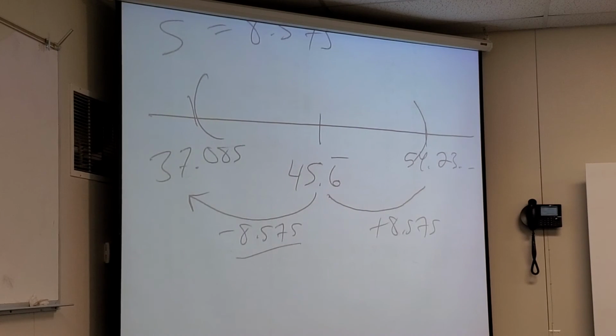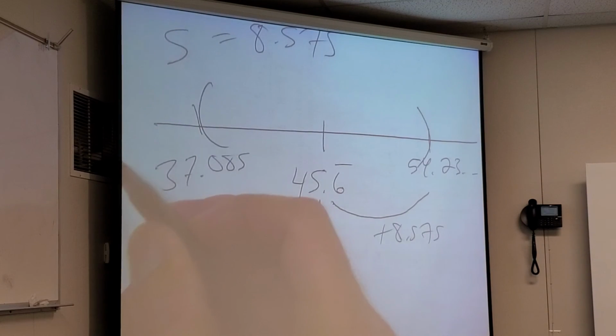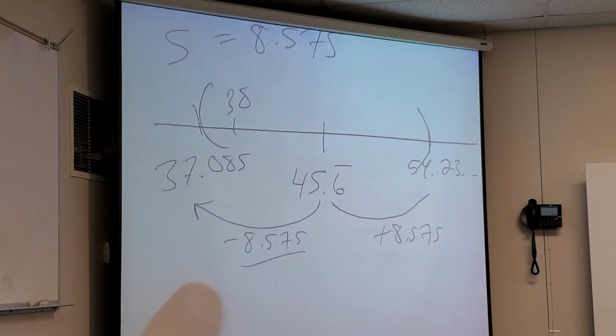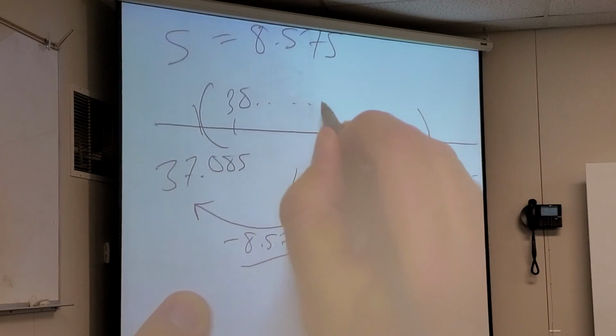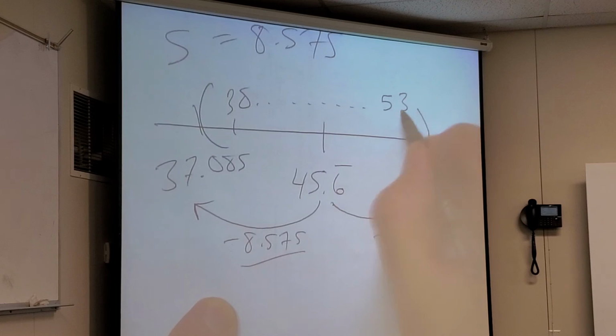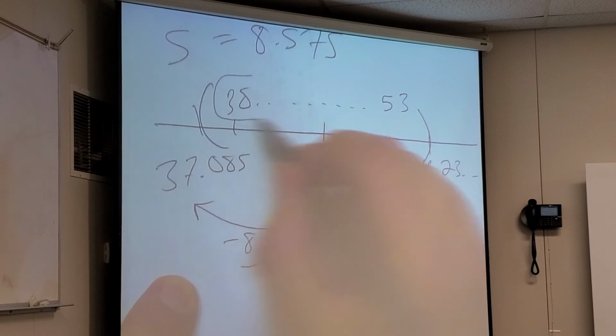But I like to think of this as a fishing net that I throw out. What data points did I catch? Did I catch 29? Nope. Did I catch 38? Yeah, 38's in here. You guys see that? And it's not crazy hard. 38's in here, but 34, for example, is not. What's the last data point that I catch? 50. There's a 53. So I caught everything from 38 to 53.